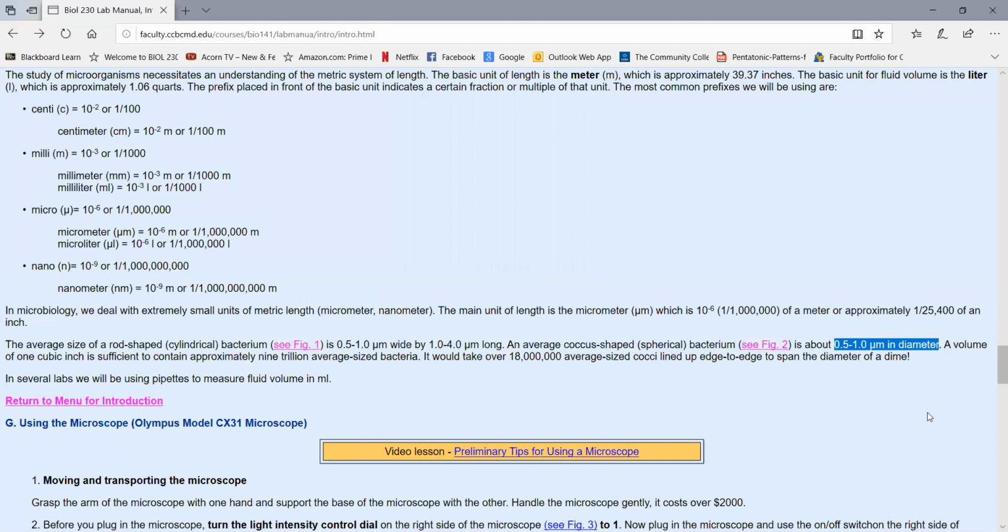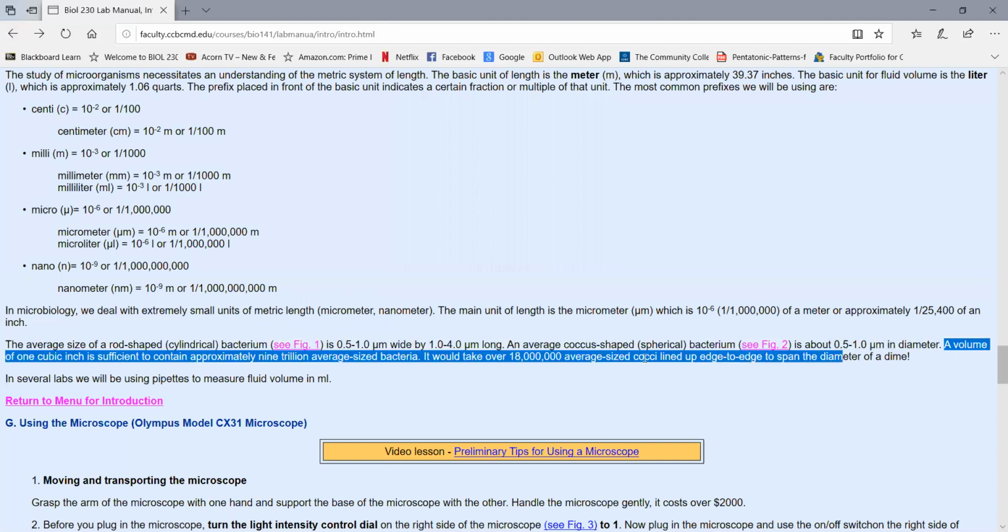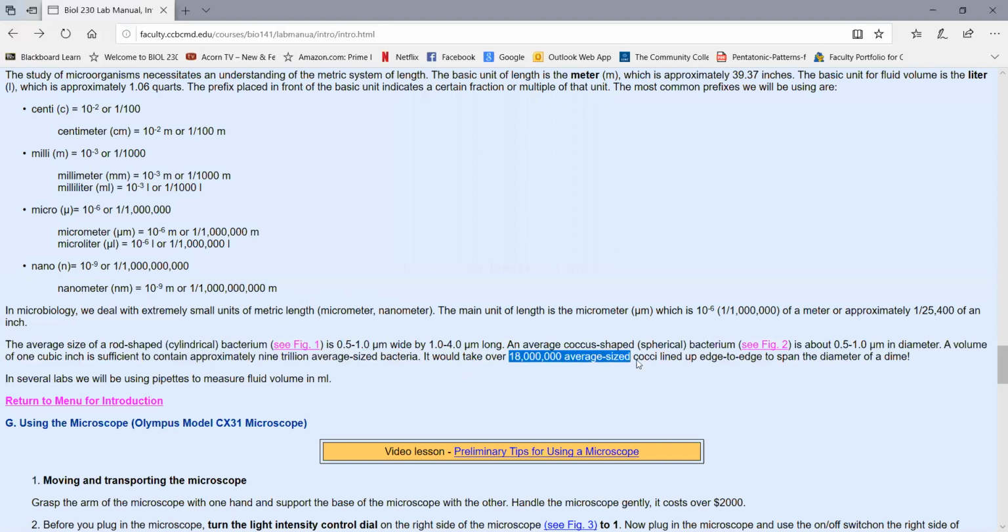So bacteria are extremely tiny. A volume of 1 cubic inch could contain about 9 trillion average size bacteria. And it would take over 18 million average size cocci lined up edge to edge to span the diameter of a dime.